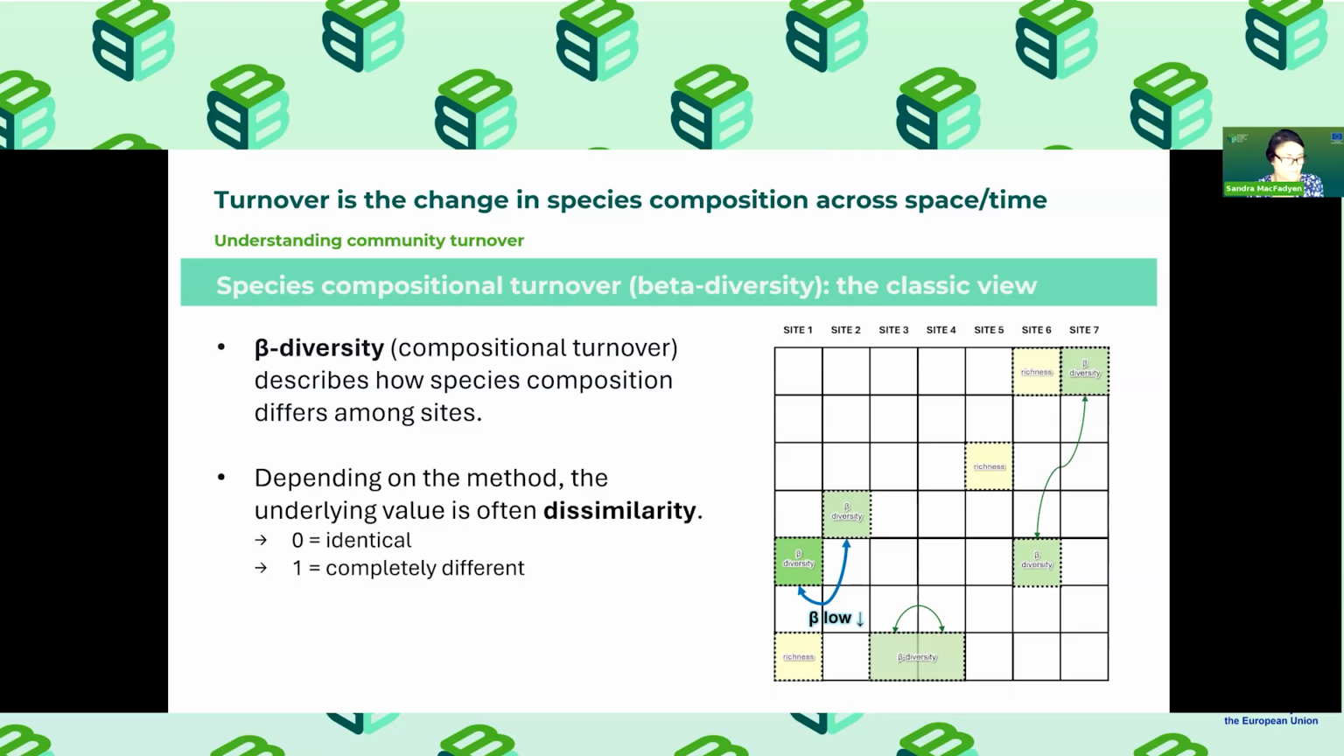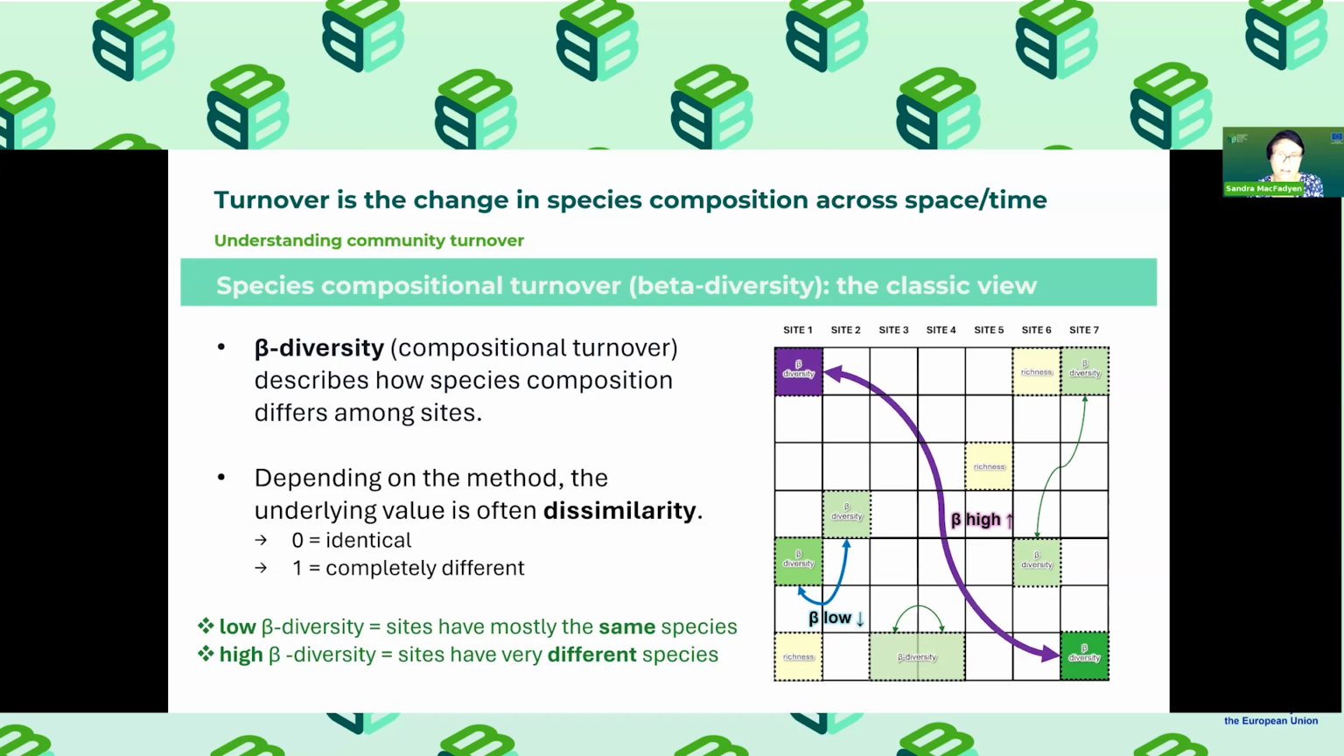And if you have sites that are very much the same, they would have very low beta diversity. If you have sites that are very different, they would have a very high beta diversity. So that is what I talk about, high and low, when I'm talking about diversity.